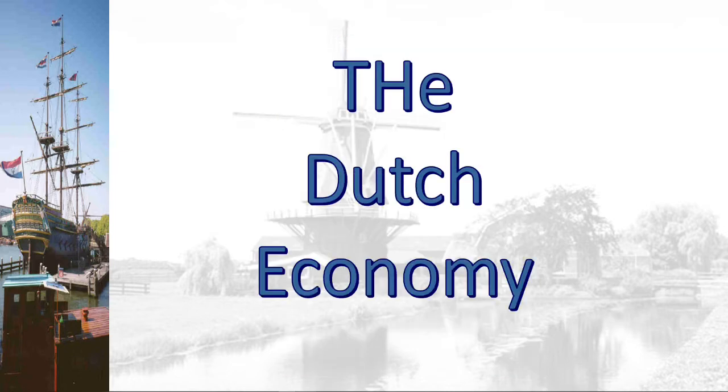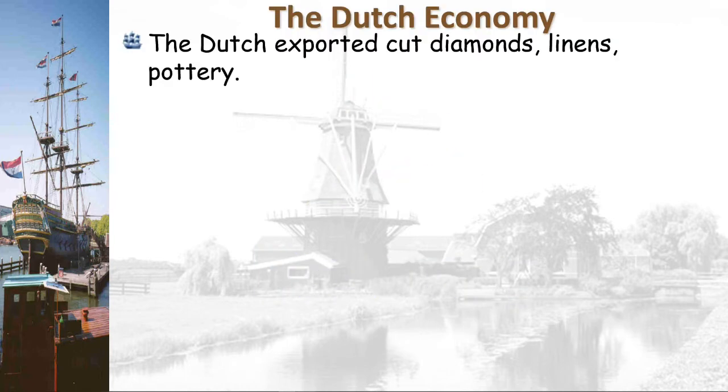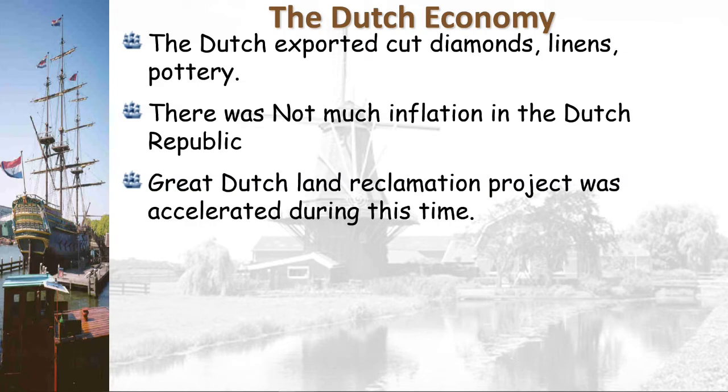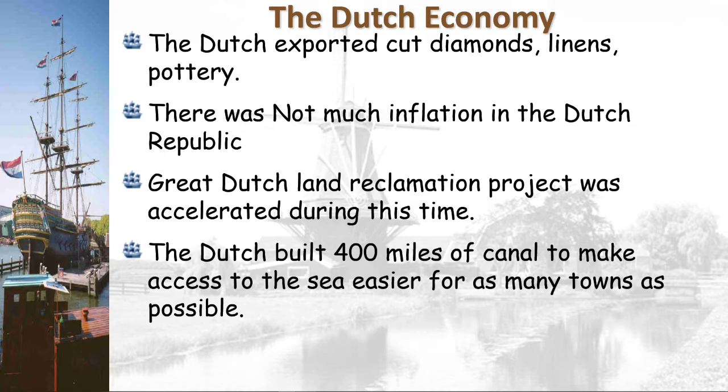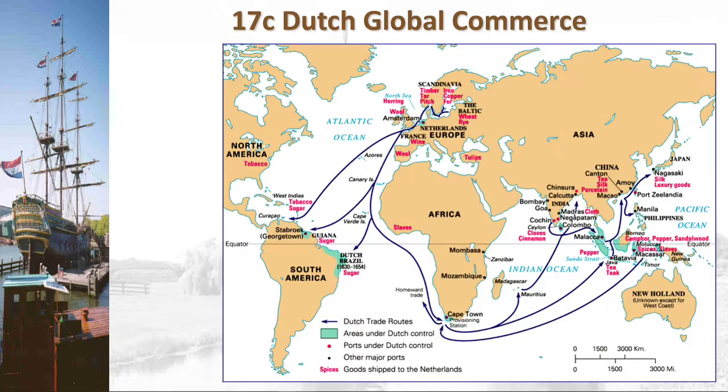The Dutch economy. The Dutch exported cut diamonds and linens and pottery, and there was not much inflation in the Dutch Republic. The Great Dutch land reclamation project was accelerated during this time. The Dutch built 400 miles of canals to make access to the sea easier for as many towns as possible. And the Dutch were masters of the carrying trade. They had the lowest shipping rates in Europe.